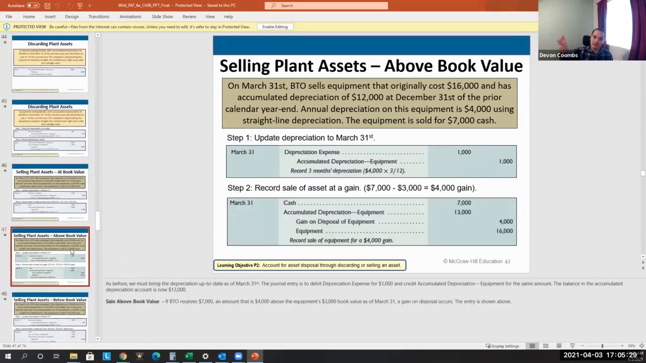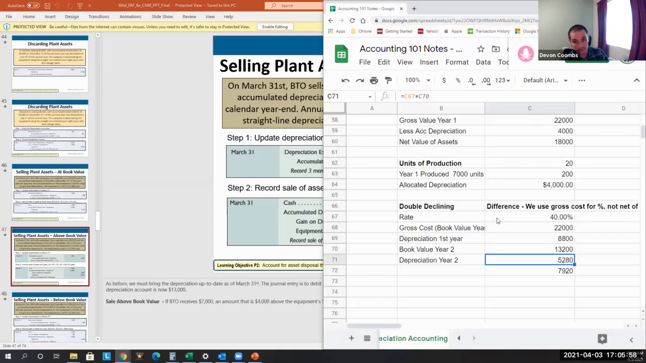But what if we get more cash than the value of the asset? We'll get a gain. In this situation, we got $7,000 of cash for the same situation. We'd have a gain of $4,000. It's the balancing entry. Cash doesn't change, accumulated depreciation doesn't change, and equipment doesn't change. What changes is the gain. That gain is $4,000 because we received $7,000 of cash when the net value was $3,000. To keep it simple, you need to know the journal entries, but also the simple calculation.